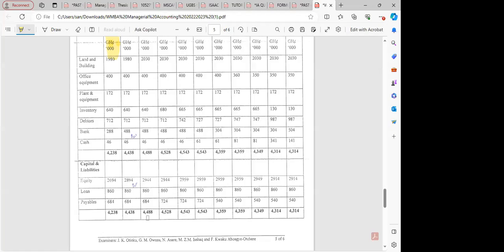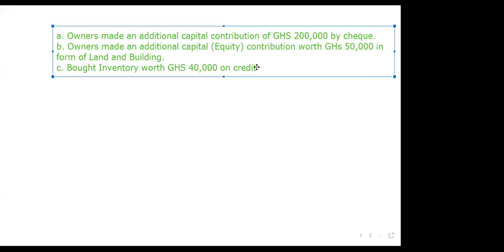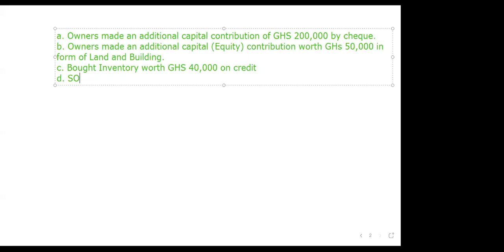So how do we put this? Before I take questions, I'll write a transaction. I'm saying that we can put this down as an entry: sold inventory worth 15,000 for 30,000 on credit.